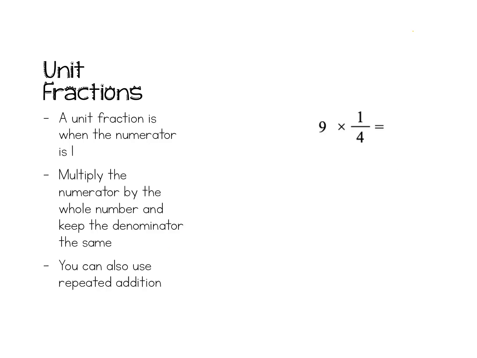The first thing we're going to do is multiply fractions, unit fractions, by whole numbers. A unit fraction is when the numerator is 1, and all we're going to do is multiply the numerator by the whole number and keep the denominator the same. So here our whole number is 9 and our numerator is 1. So 9 times 1 is 9, and we keep our denominator the same. So this one would be 9/4.